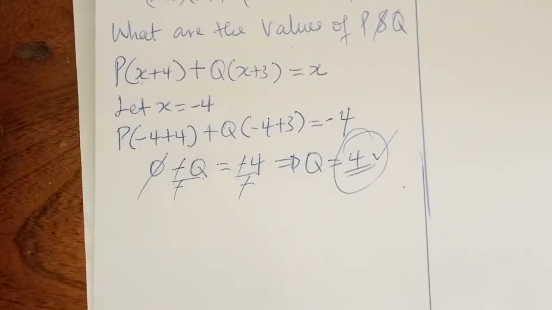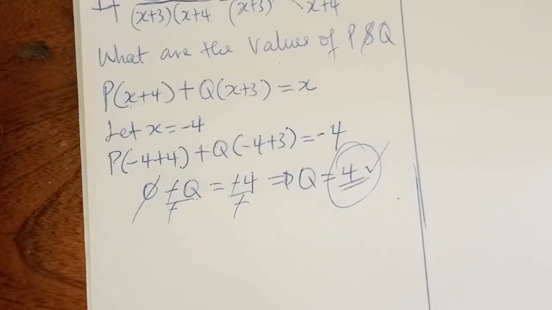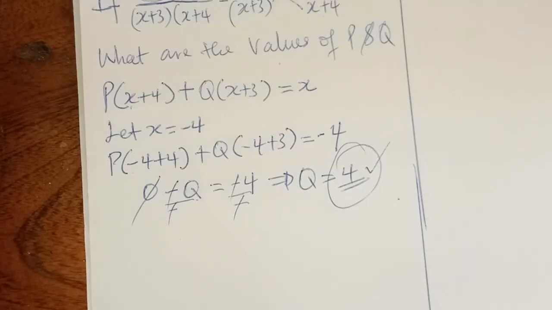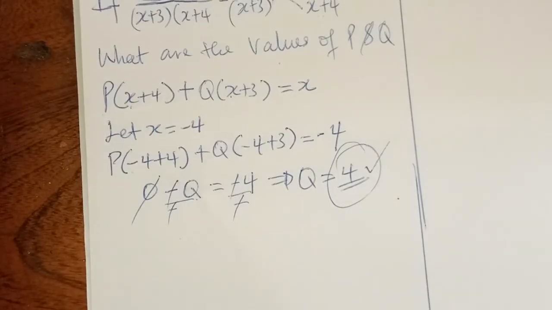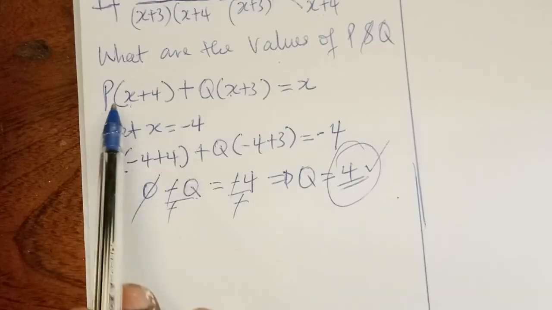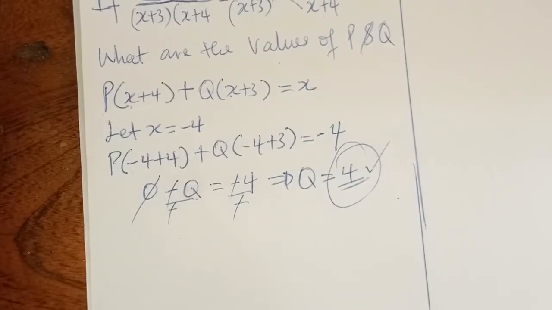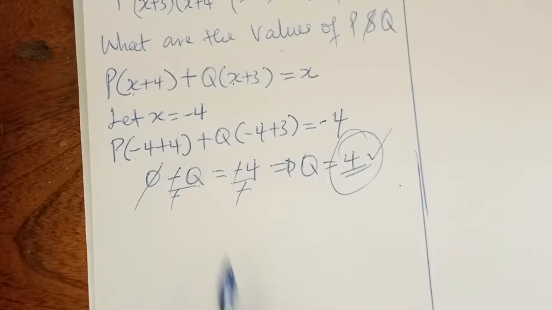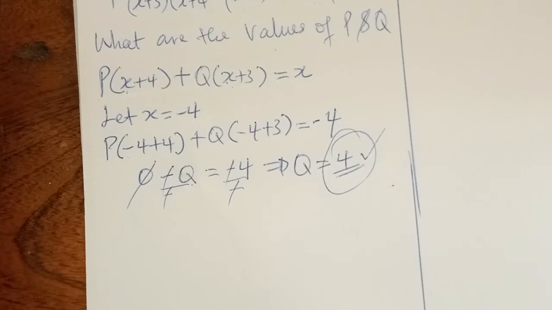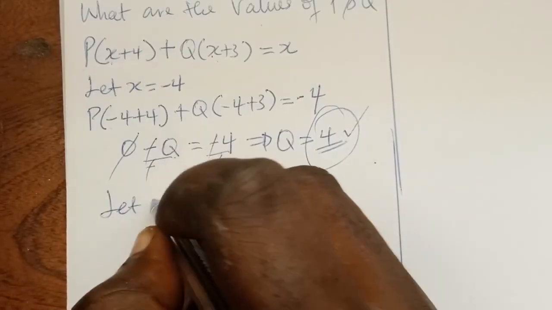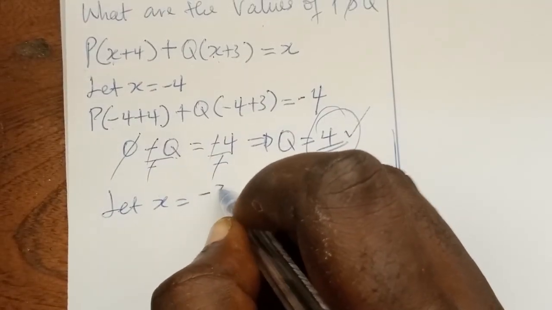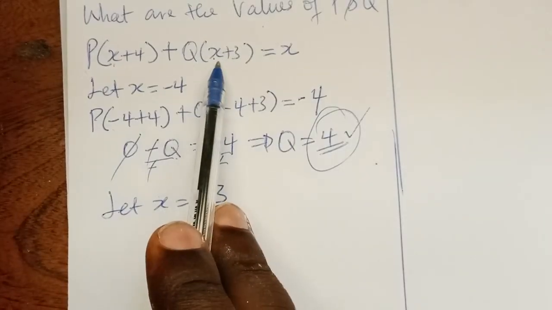We need to use the same elimination method to see how we can get the value of P, since we already know the value of Q now. In the first step, we eliminated P. Now let's try to eliminate Q on the other side so that P will be left alone for us to easily get the value of P. This way, we say let x be equal to minus 3, so that if we insert minus 3 there, Q is going to go away.